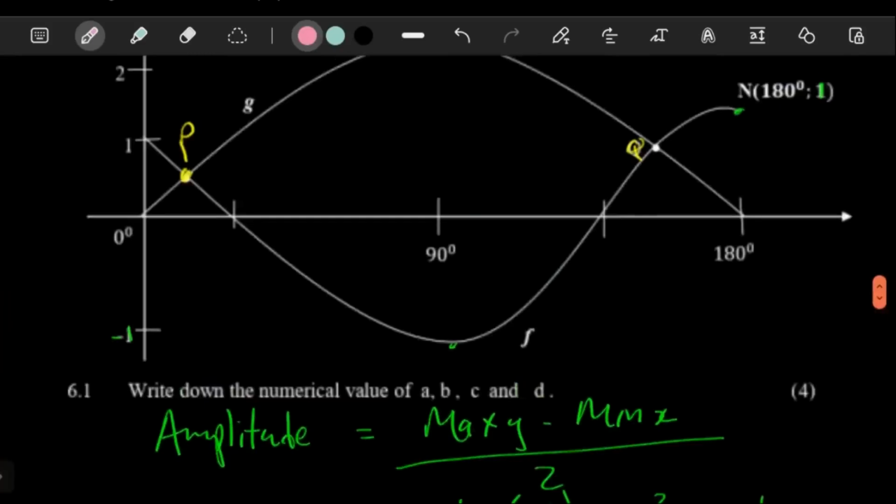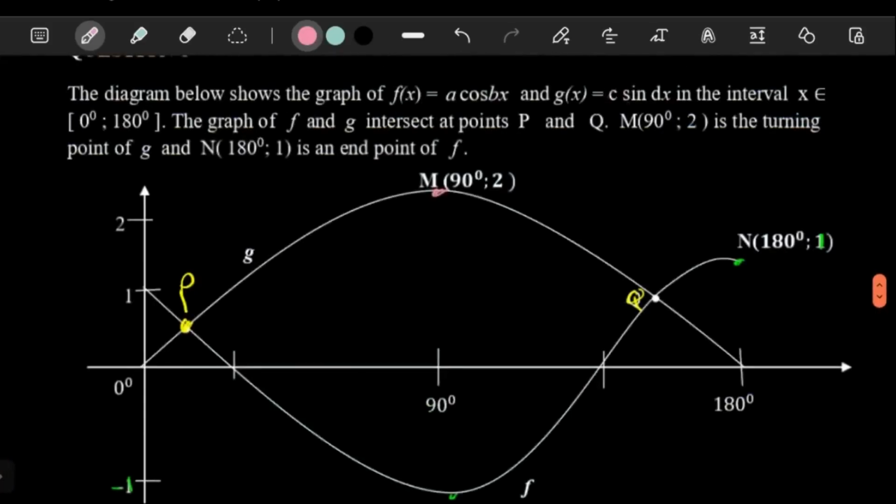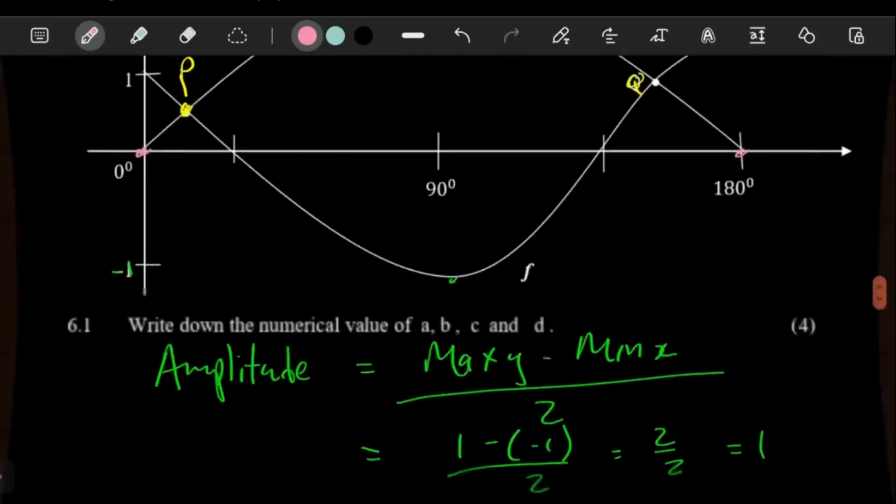Now with the others, let's see here. C is the amplitude of the sine graph. You can see it doesn't look like it's been moved up or down. It's going to go all the way up to 2, come back down, and go all the way to -2. So the amplitude here is 2. So C is 2.